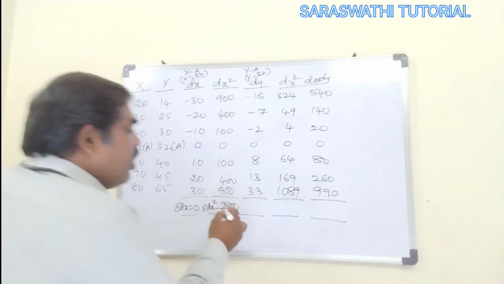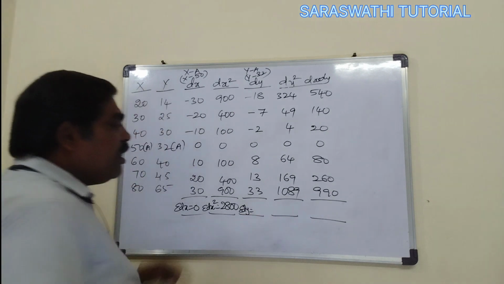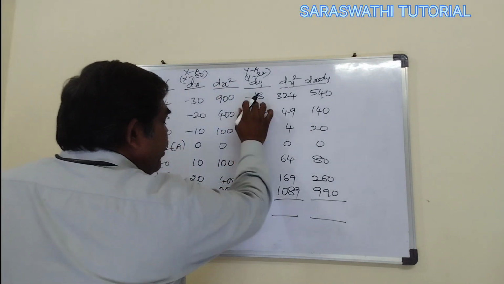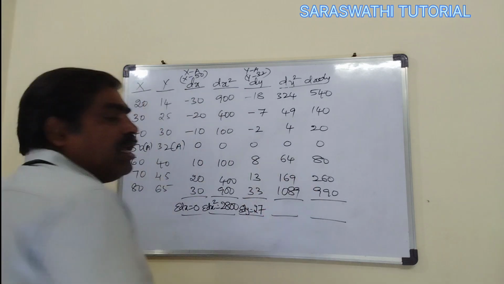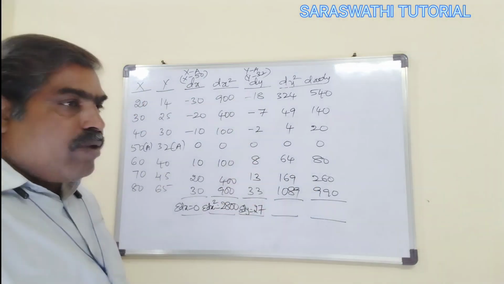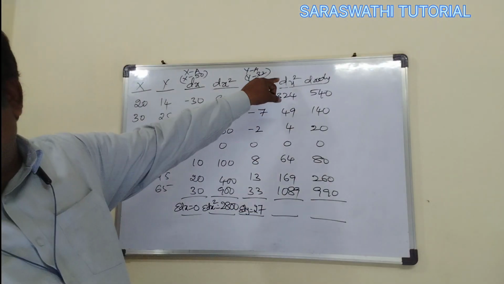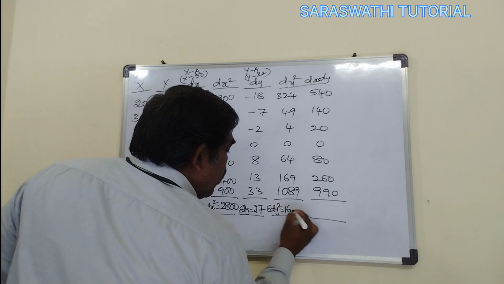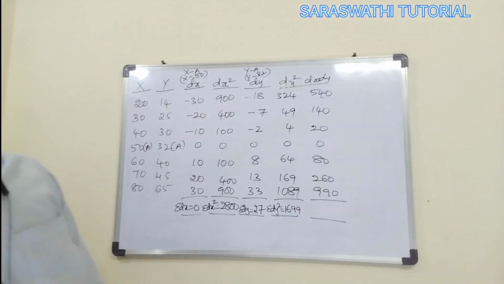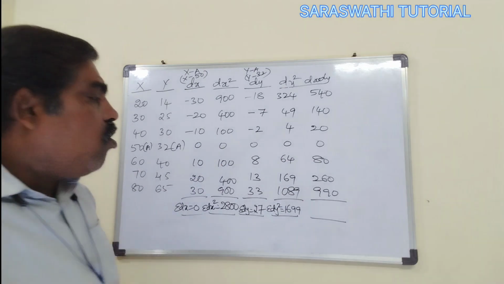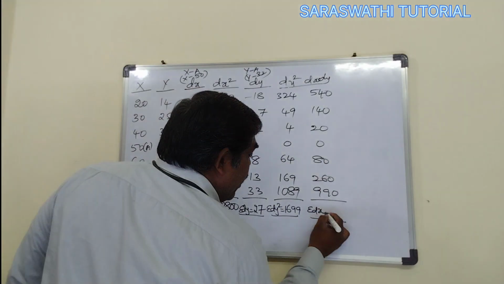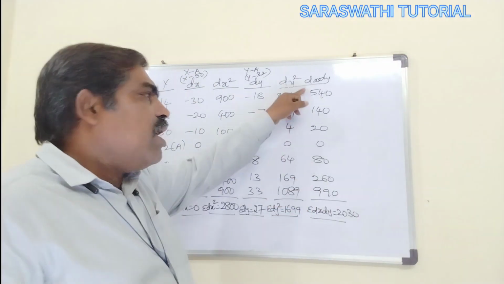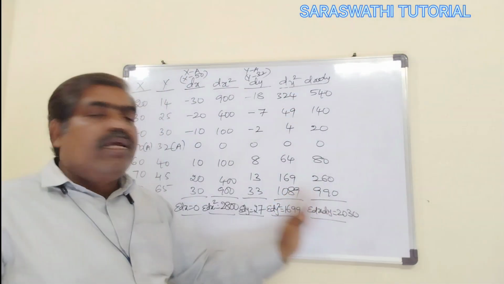Right? The same way, dy also we have to calculate. Add positives and deduct negatives. By adding this and deducting this, you will get 27. And dy square, what is dy square? Add all positives, all are positives only, which is 1699. Then adding all this, summation dx dy, you will get 2030. Use the calculator to find this.